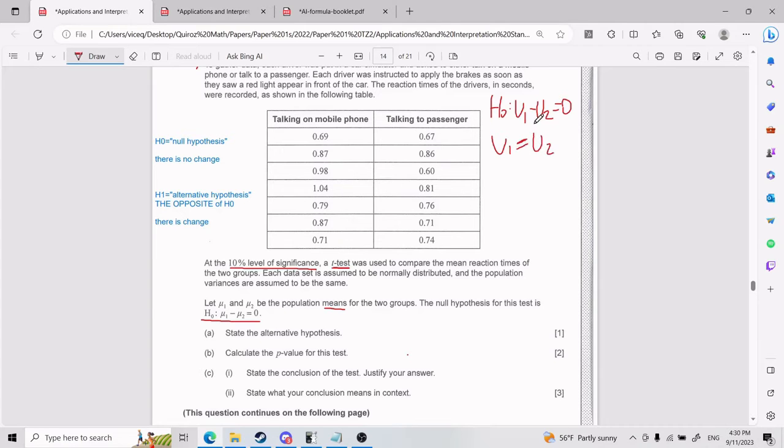See, how did I get there? I added μ2 to both sides, okay? So the null hypothesis is basically saying, yo, the means are the same, see? So the mean of the guys talking on a mobile phone versus the mean talking to a passenger in the vehicle are the same mean. They're the same, like whatever. There isn't a difference in reaction time.